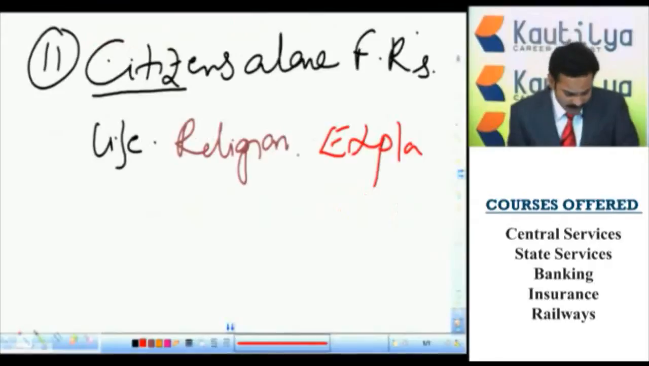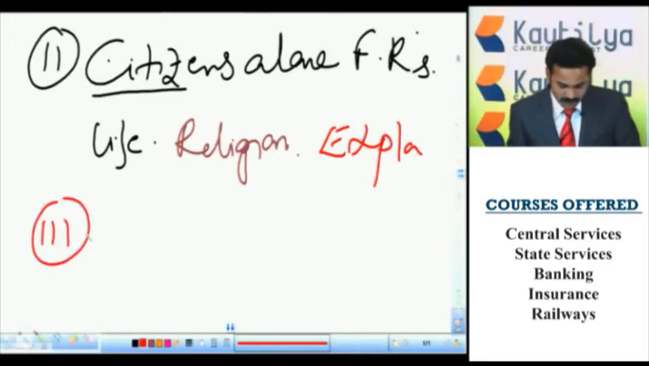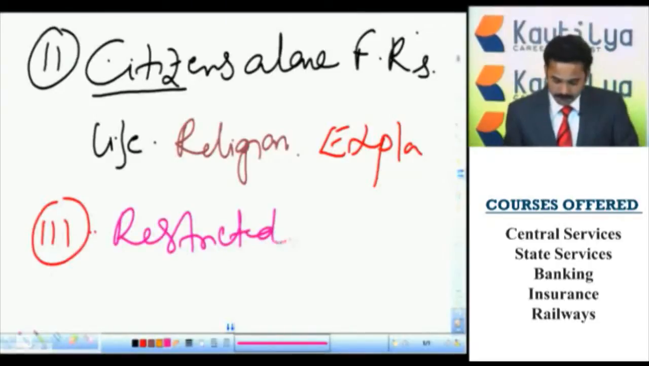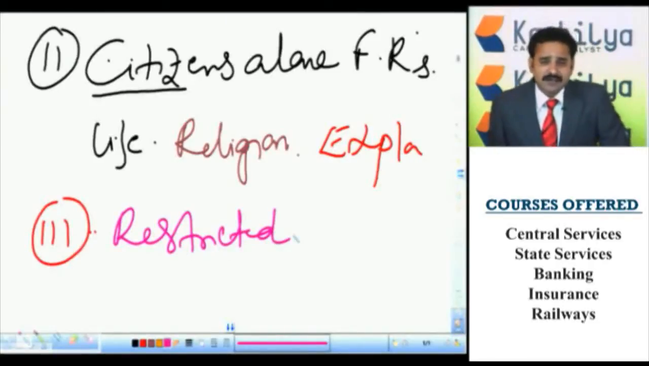And the third feature is, they are restricted in nature, which means the fundamental rights are not absolute, and the state can impose some reasonable restrictions over the fundamental rights of the citizens. That is the third feature. They are restricted in nature.